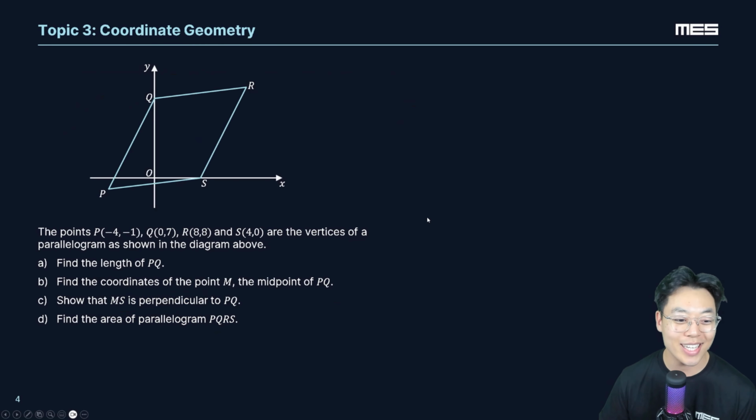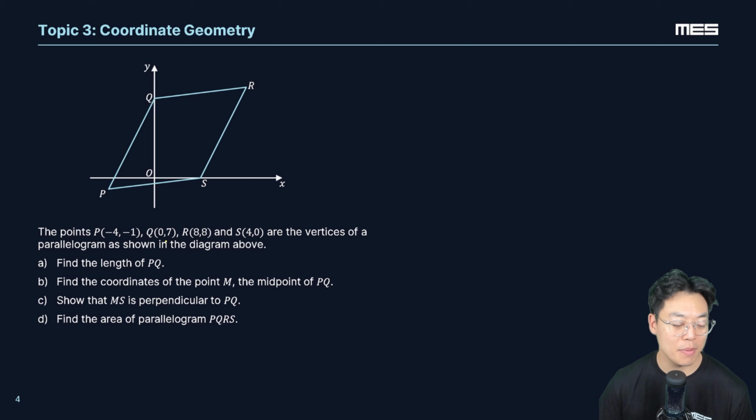Topic 3, coordinate geometry. The points P, Q, R, S are vertices of the parallelogram as shown in the diagram above. Find the length of P, Q. So between P and Q, we are going to find the distance between the X and Y coordinates and square them, add them up, then take the square root. It's basically the Pythagorean theorem.